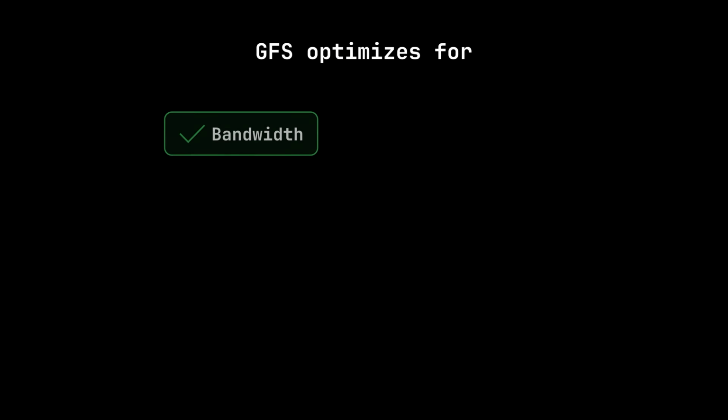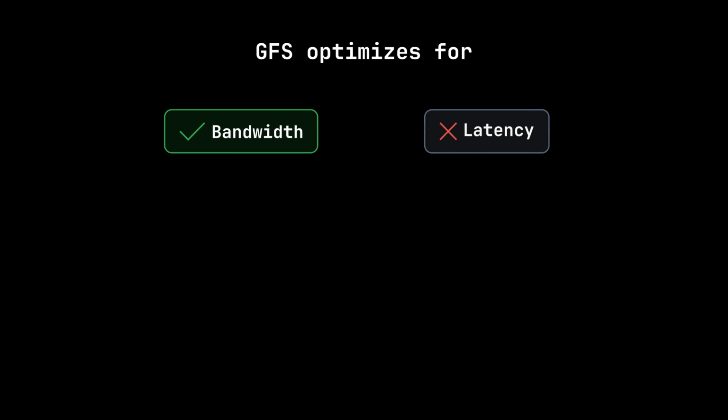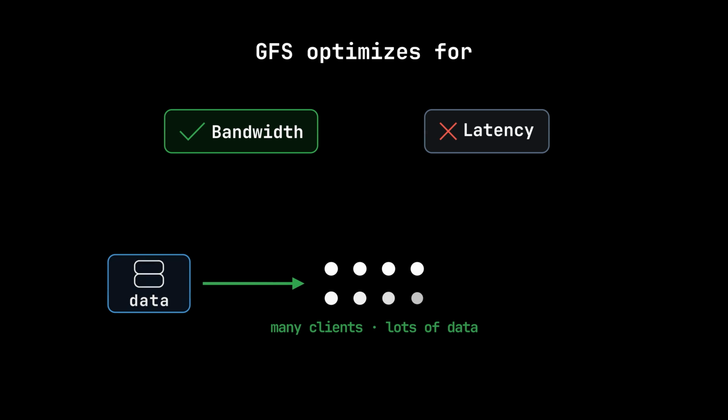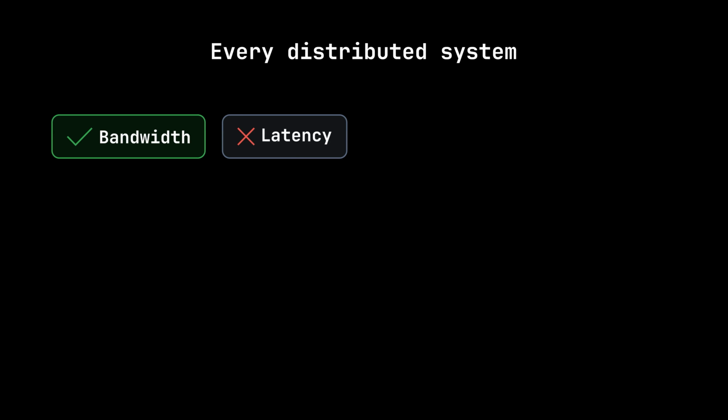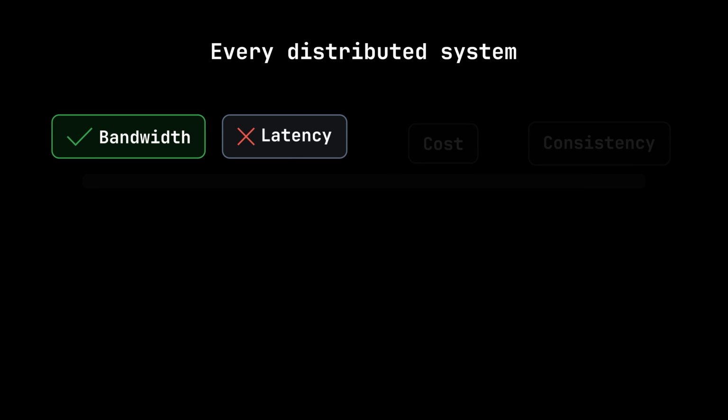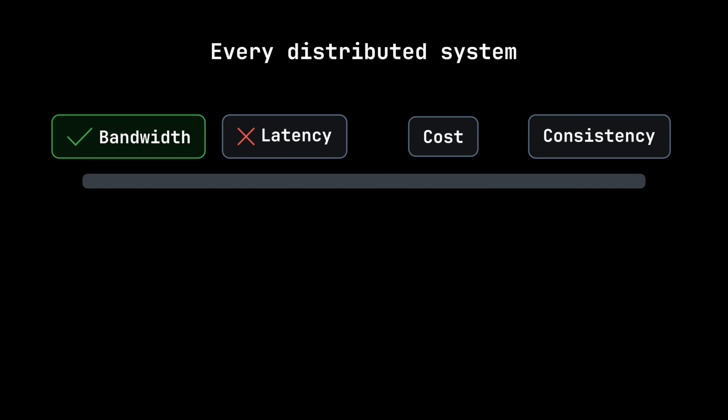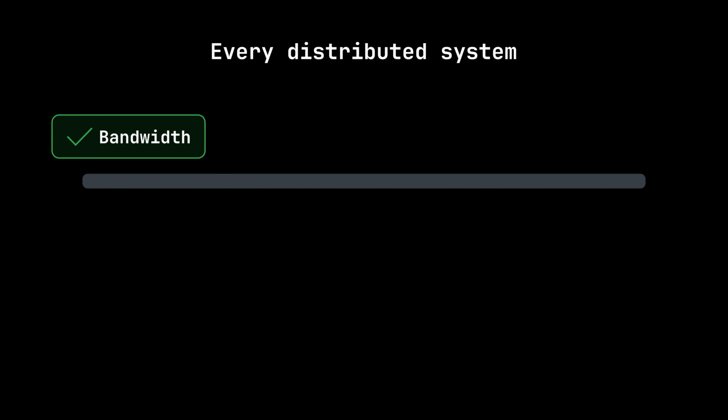Because of these design decisions, GFS is extremely optimized for bandwidth, but not for latency, meaning it can serve a huge amount of data to a lot of clients, but not necessarily be very fast in doing that. And that's a common characteristic of any distributed system design. You identify the requirement of your system and you optimize for those and put the others off the table.